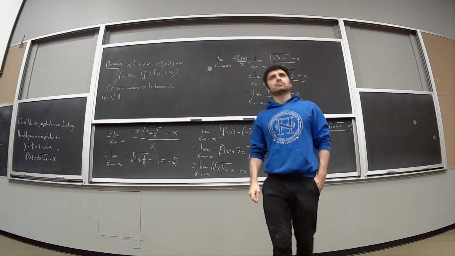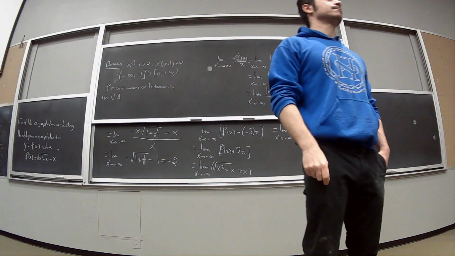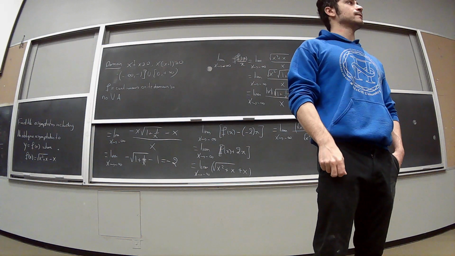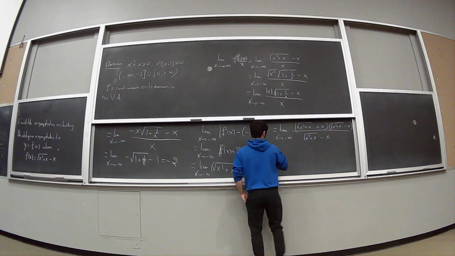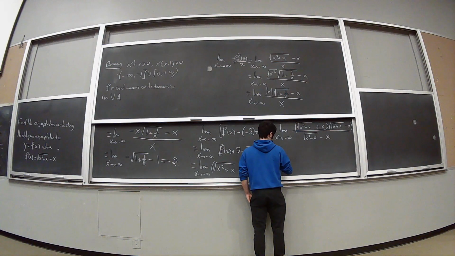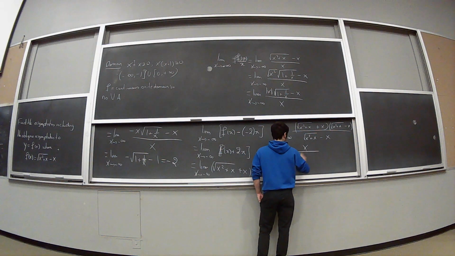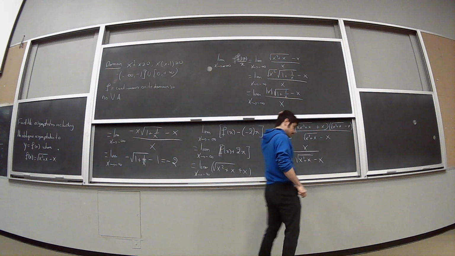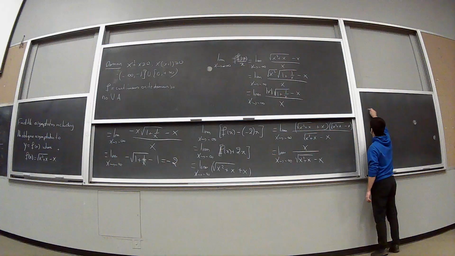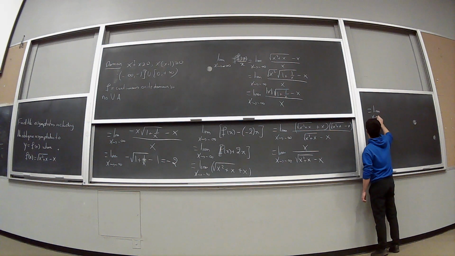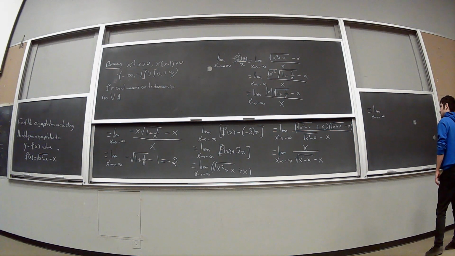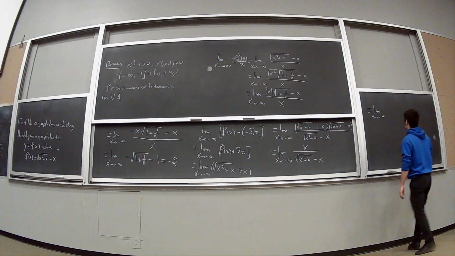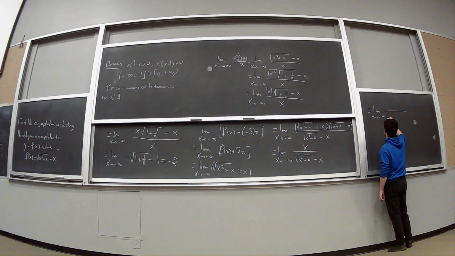So far, so good. Then what do we get? On top, x squared plus x minus x squared, so I have an x. And on the bottom, the square root of x squared plus x, minus x. Now what do I have here? I can just factor out. I'll do the same thing, quickly.